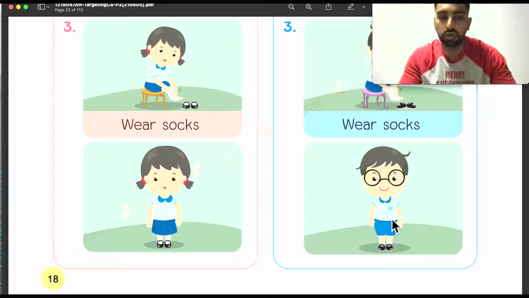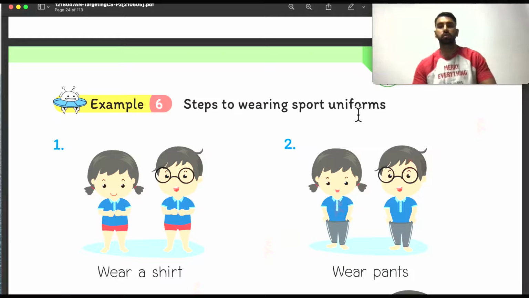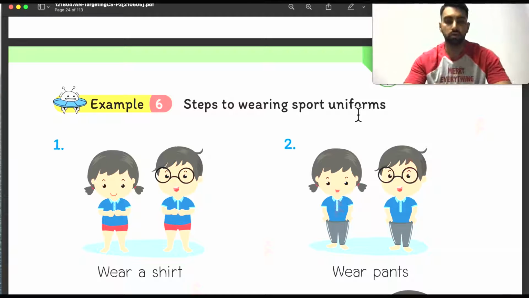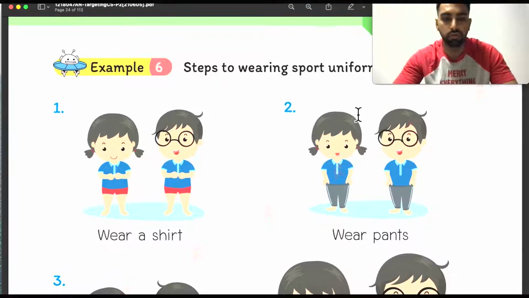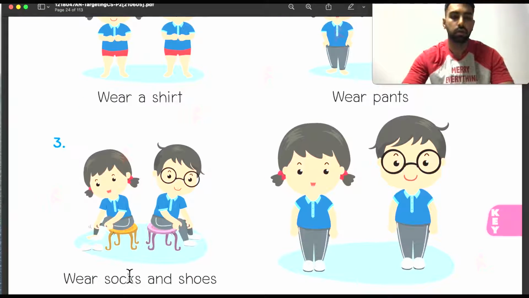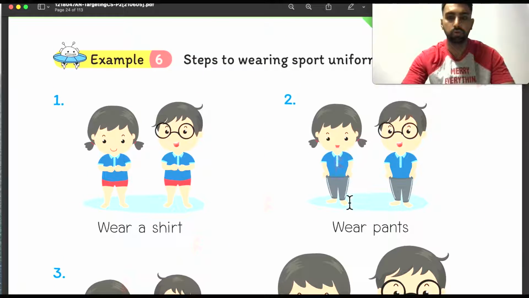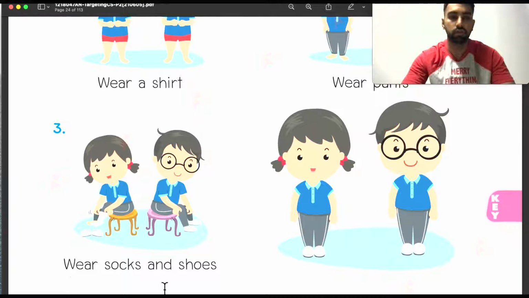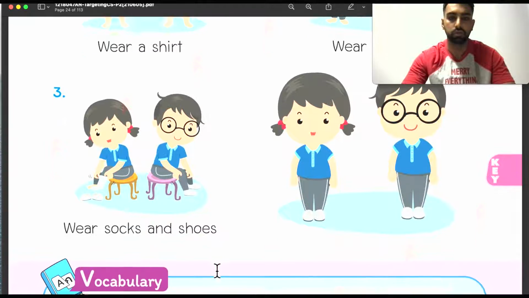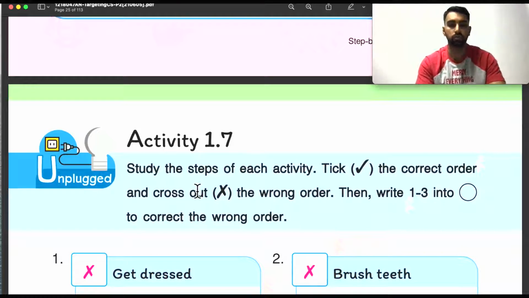Okay, so now you see steps to wearing sports uniform, like if you want to go to play football or something like that, how you're gonna use the steps to wear it onto yourself. Number 1, wear a shirt, this one, same. Number 2 is wear pant, this one, and number 3 is wear socks and shoes, like that, and then you are ready. So now you have an activity 1.7.